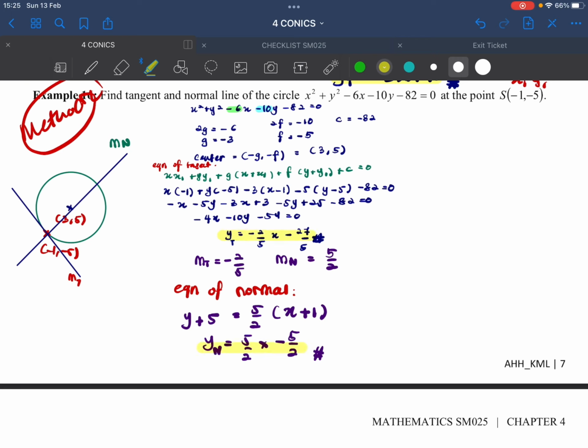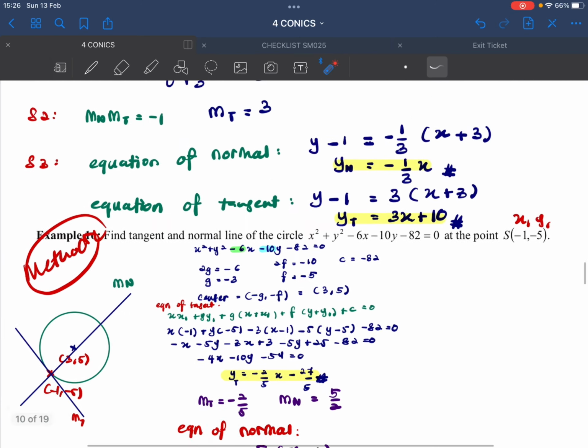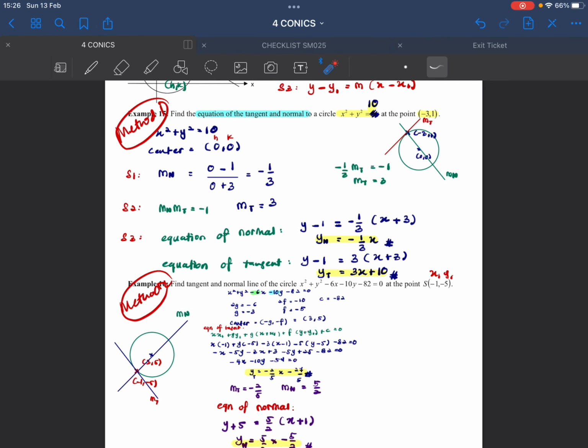Okay, so that's it. A little bit complicated, but it is easier if the question only asks for the gradient of tangent. You just substitute everything into this equation here. So you already know two methods. You can use either one, whichever is easier for you. I recommend this one here, but it's up to you which one you want to use.